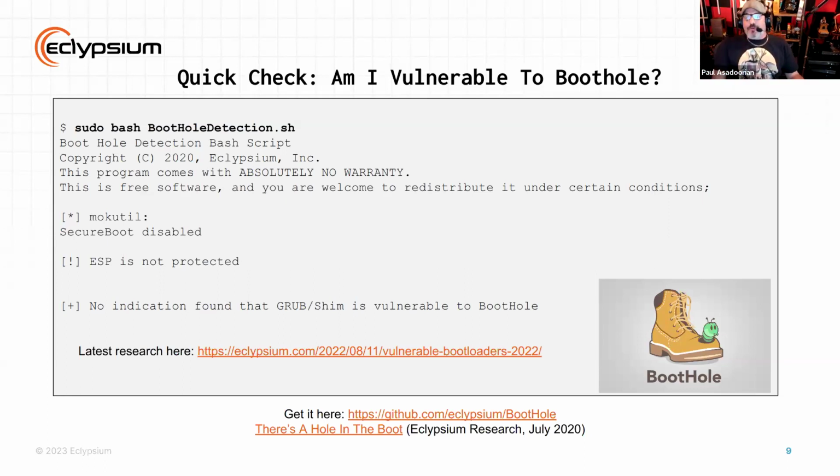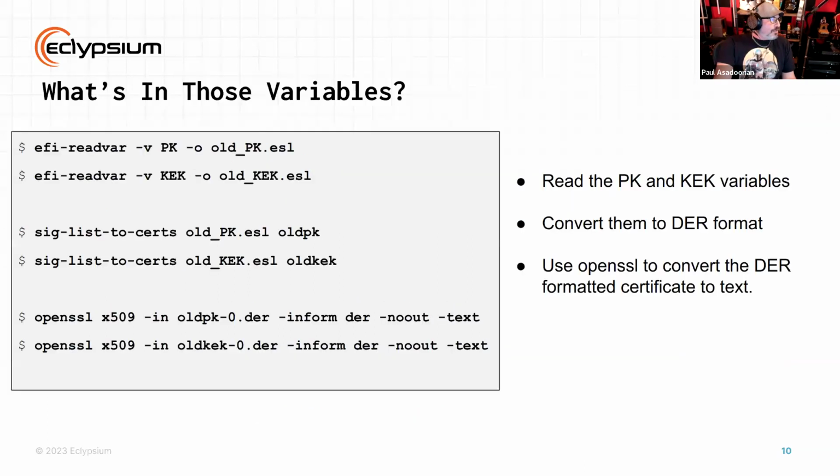Shim was found to have vulnerabilities, and therefore we have to be mindful of that in making sure that it's patched and updating the DBX so that older versions end up in the DBX. So there are some specific tools out there that look for certain conditions and certain pieces of software inside of Secure Boot. You can also dig into some of these variables on your own.